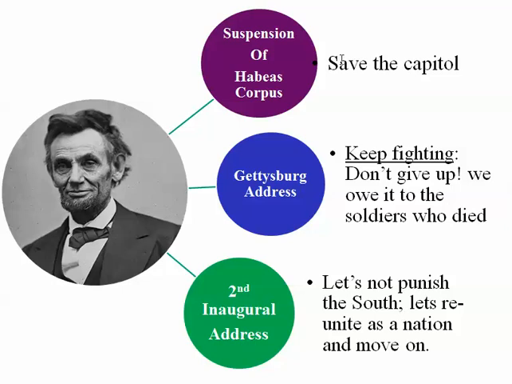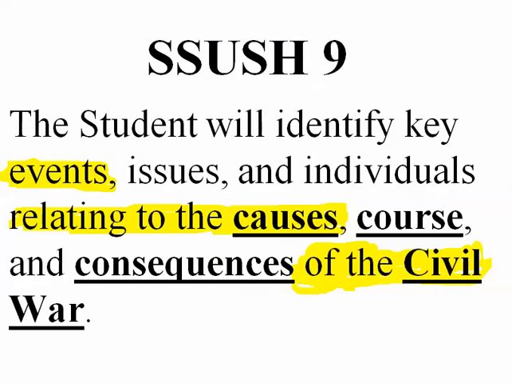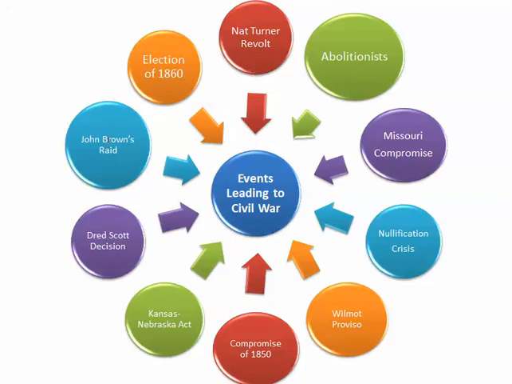But before we get to all this, let's turn back to 9, our main focus overall. The student would identify key events relating to the causes of the Civil War in Standard 8, and in the last video we've been going over this. In 9A we went over this. We said those causes were many, and that these are areas where you may be tested on the EOCT and on your unit test. Nat Turner we went over, the abolitionists, Missouri Compromise, nullification crisis, the Wilmot Proviso, the Compromise of 1850, Kansas-Nebraska, Dred Scott, John Brown.